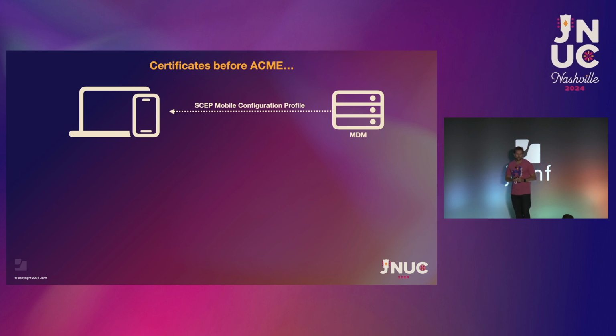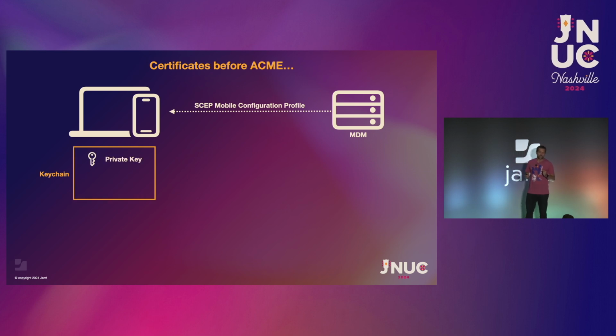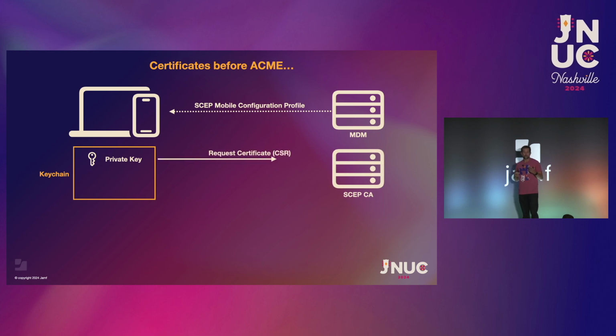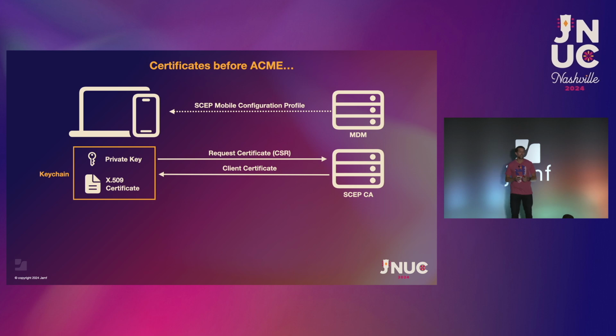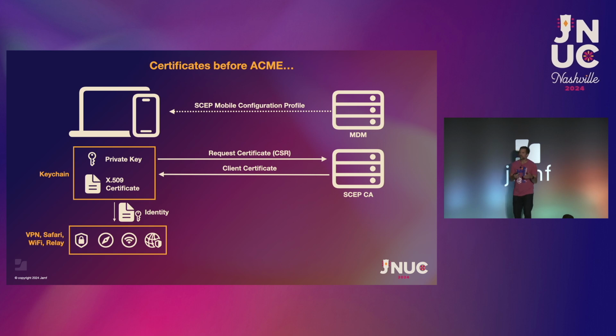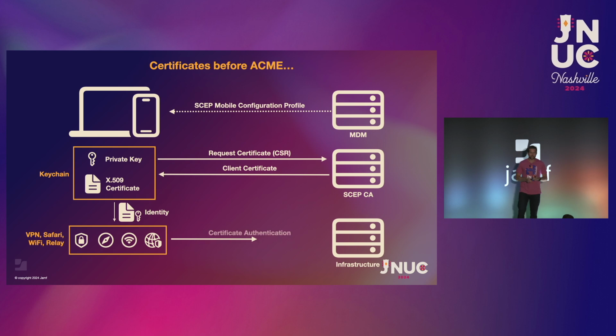on Apple operating systems. First, you have your device deliver a SCEP mobile configuration profile down to your mobile devices through MDM. Now, that generates within the device's software keychain a private key. That private key is then used to create a certificate signing request over to the SCEP CA, which returns a client cert. You then have your certificate down in the keychain as well. Those two, the private key and X509 certificate, come together for an identity, and then you can use that identity for all these different services on the platform, like VPN, Safari, Relay, and so on.